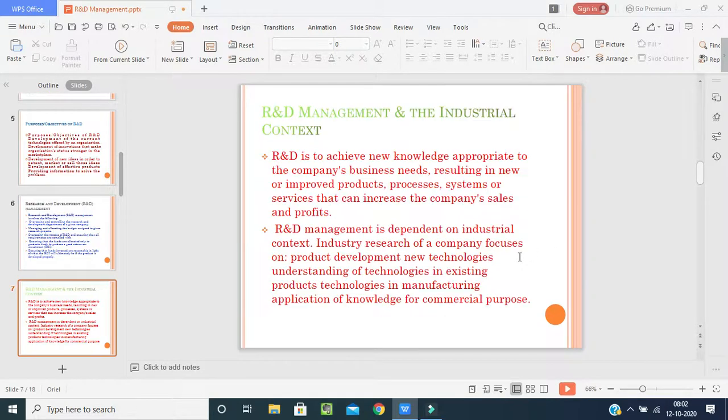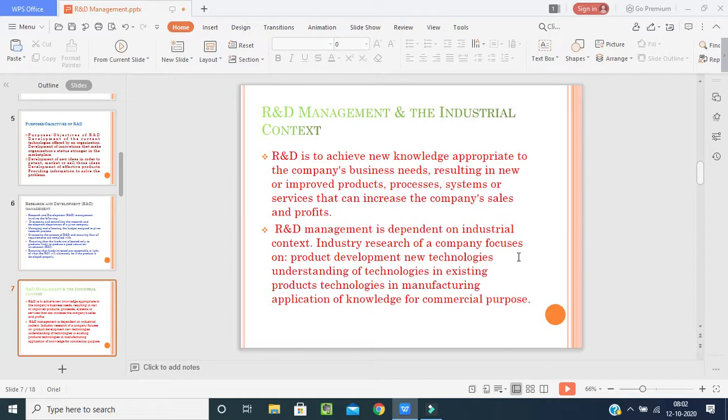Now we'll go for the next thing, R&D department management. We know what it means, how we are going to manage the funds, how the R&D department is managing. Now how R&D management takes place contextually in the industry. Now these are four important points here. Let's have a look at them one by one.